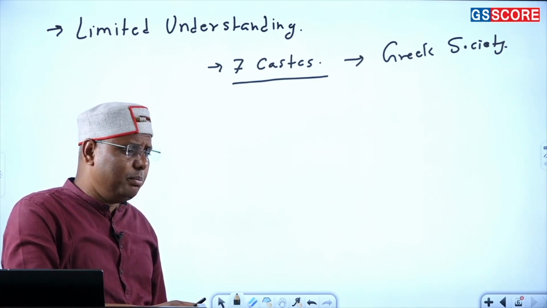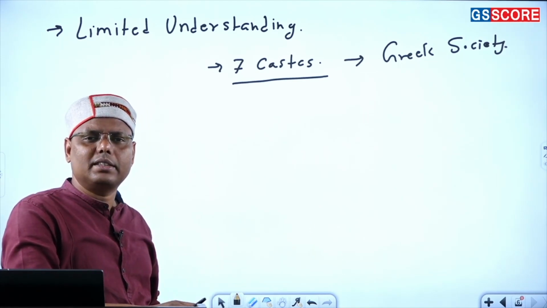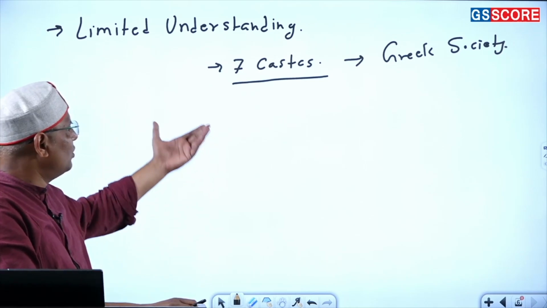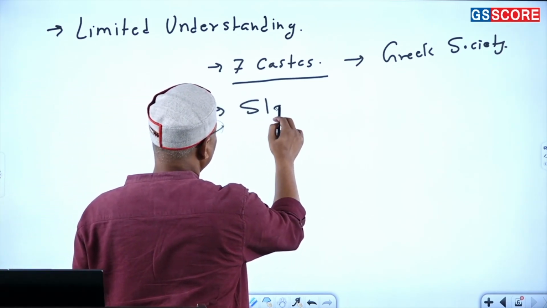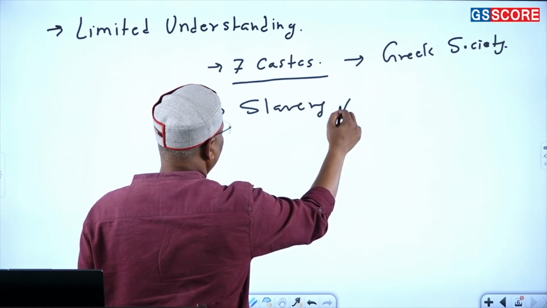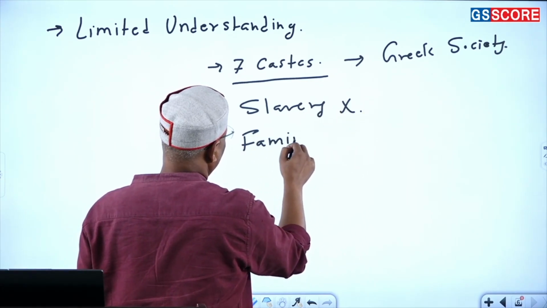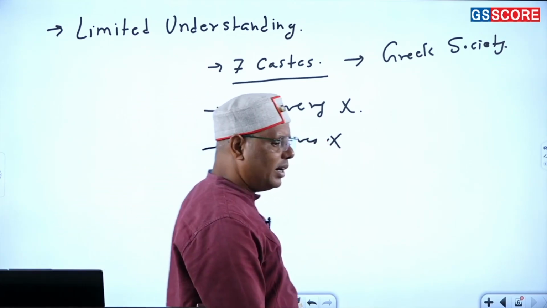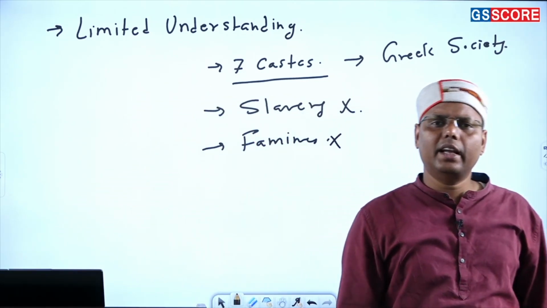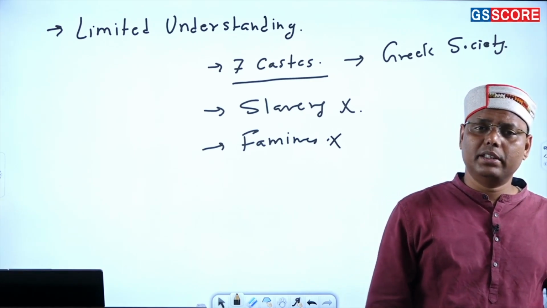In fact, you need a great amount of expertise to understand Indian society. How could these people understand it in just a couple of years? So seven castes are there, or slavery is missing in India, right? Slavery is missing in India. Or let's say he says that famines are missing in India. That's how he provided information in which we can see that they talked about several things which were not present in India, or they presented them in a wrong way.